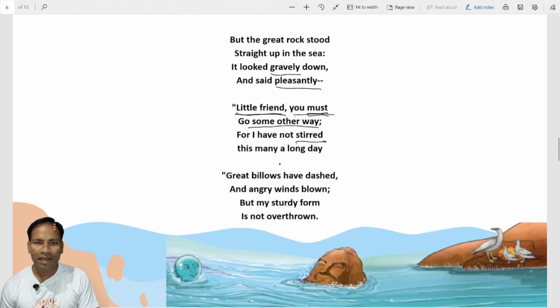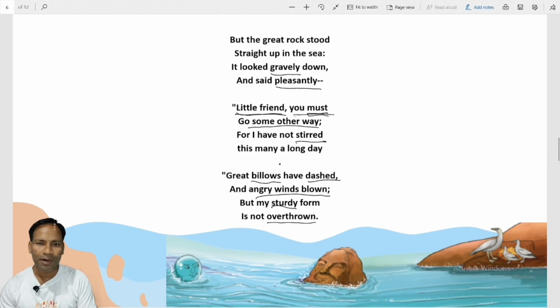Great billows have dashed. Again he says, see, great billows means powerful waves. Billows are powerful waves. Have dashed. बहुत powerful waves आए मेरे ऊपर, dash भी किया, टकराए मेरे से. And angry winds blown, उतना ही नहीं तो आसमान में बहुत बड़ा बवंडर उठा, बहुत तेजी से हवा चली. But my sturdy form, sturdy means strong and very firm form, मेरा जो firm form है, is not overthrown, means nobody could move me from my place.